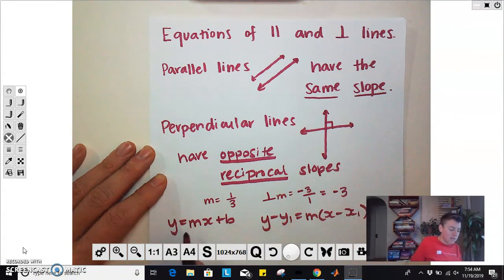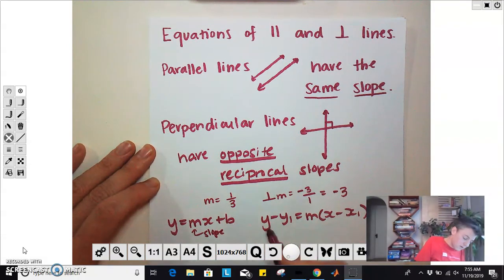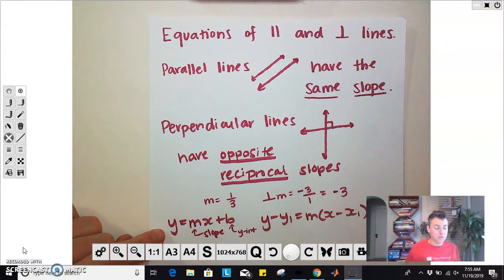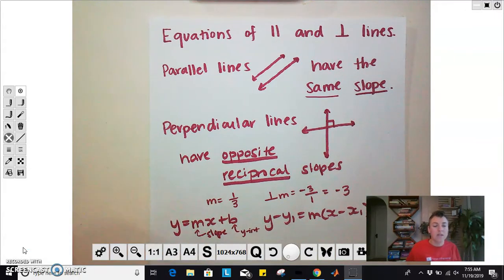Y equals mx plus b. What's that m stand for? Of course, slope. And what's that b stand for? Of course, the y-intercept. So why is this called slope-intercept form? Because you have the slope and the y-intercept in the formula.